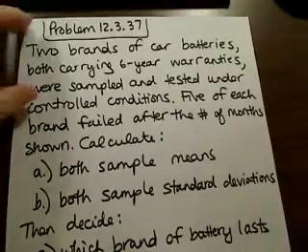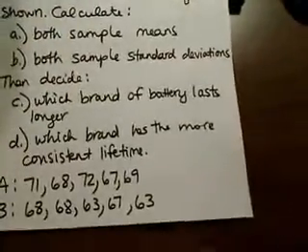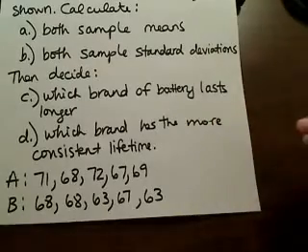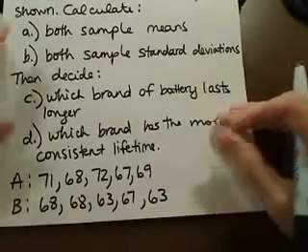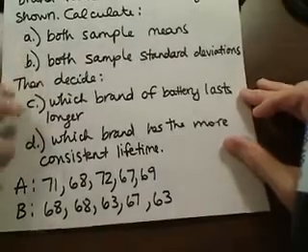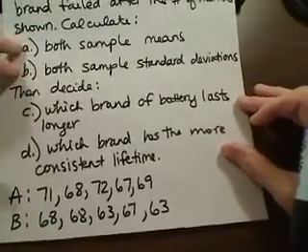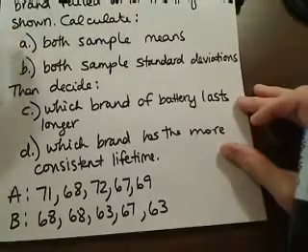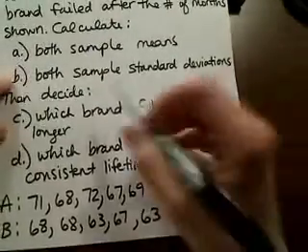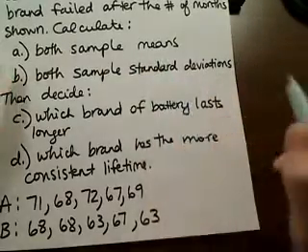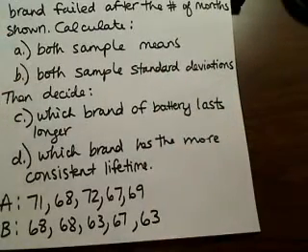And then we're going to decide a couple of things: which brand of battery lasts longer and which brand has the more consistent lifetime. Okay. All right, but let's start with, and we'll talk about how we decide on this as we go through the problem. Let's go ahead and calculate, first of all, the means and then the standard deviations. And I'm just going to talk about this as the standard deviation because we calculate the means in the process of finding the standard deviation. Okay.